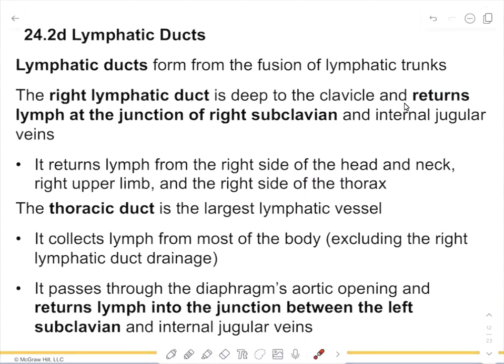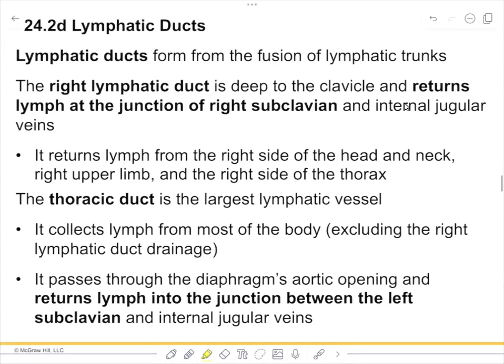So the lymphatic ducts are going to form from the fusion of the lymphatic trunks. And then those trunks are going to lead to either the right lymphatic duct or the thoracic duct. So that's what we call it instead of the left lymphatic duct. That term's not really used. It's replaced by the thoracic duct.